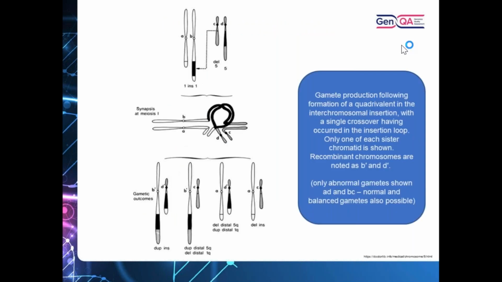Again, when you get an insertion, what will tend to happen is you'll get a loop forming to allow the chromosomes to pair up properly. And gamete production follows the formation of a quadrivalent in the interchromosomal insertion, with a single crossover having occurred in the insertion loop. Only one chromatid is shown in the diagram. And you'll get various recombinants depending on where the crossover occurs and the size of the duplications and deletions occurring with that.